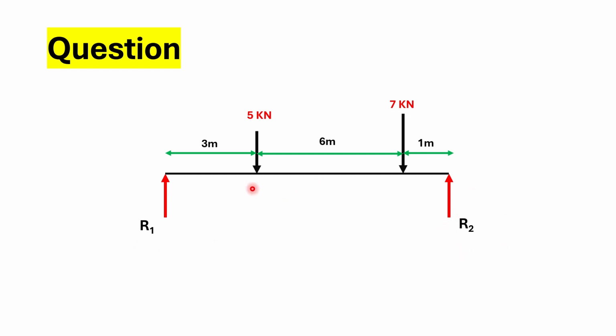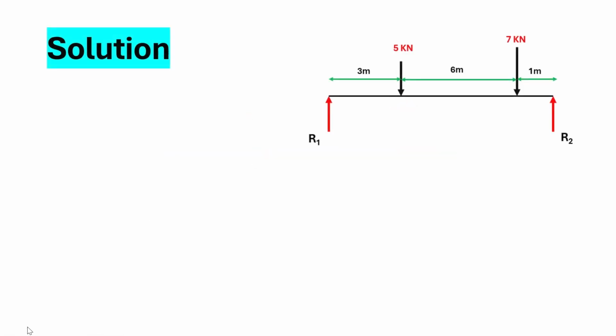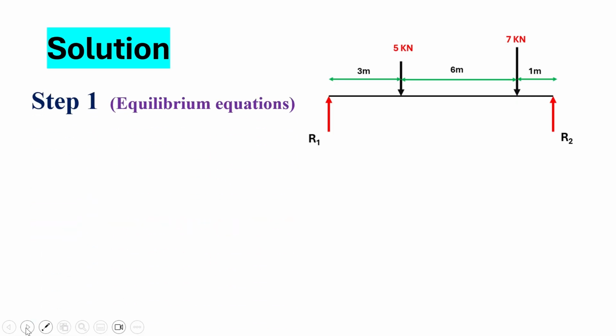So this is the determinate structure. We have the total number of unknowns as 2, and we have 3 equilibrium equations. So the equilibrium equations are at least the number of unknowns, so this is the determinate structure. So we can easily find the values of R1 and R2 by using the equilibrium equations. So the first step is to find the values of R1 and R2 with the help of the equilibrium equations.